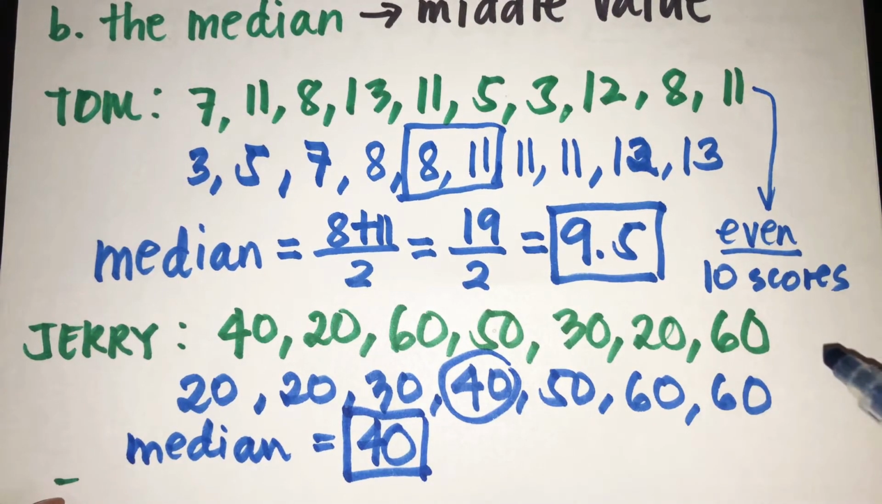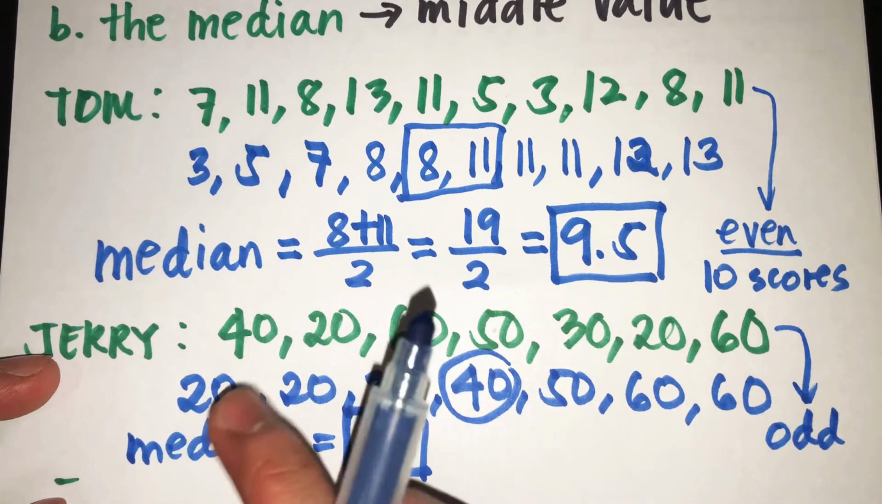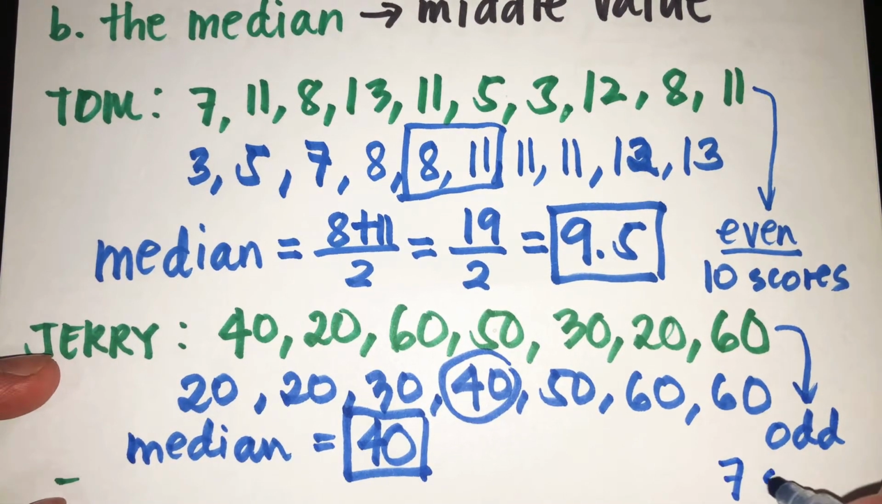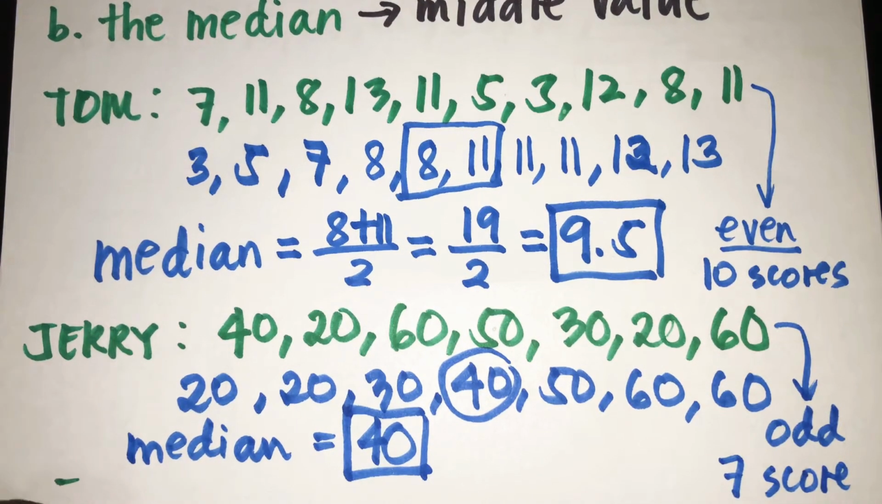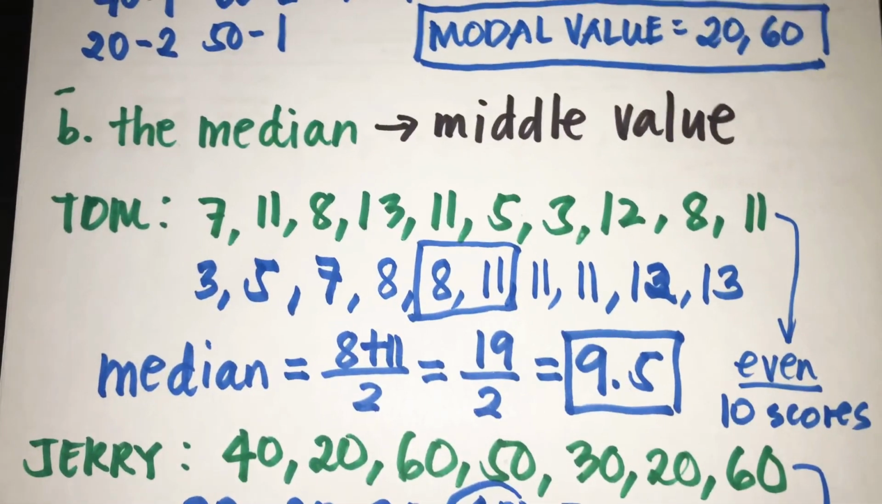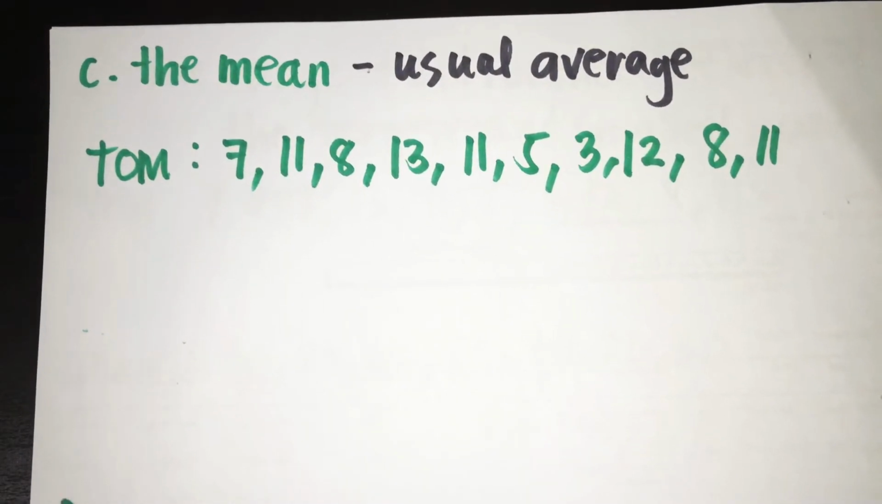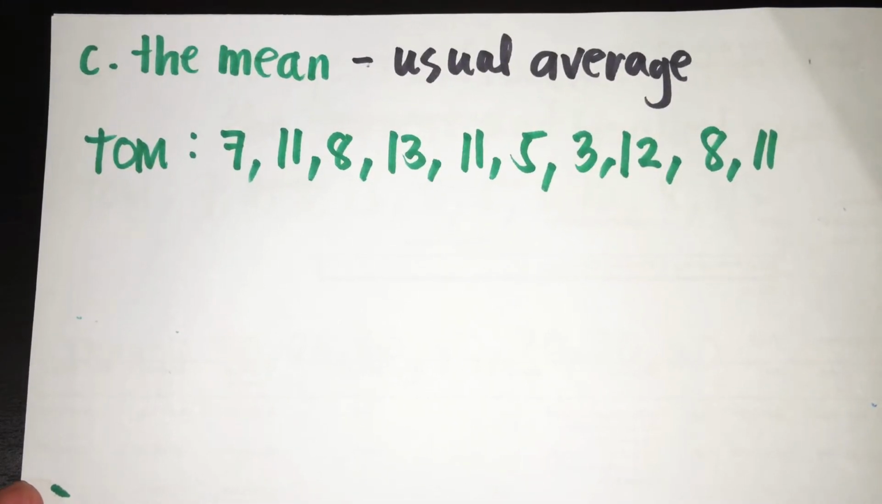Now this happens if you have an odd number of data. Like in this case, we have 1, 2, 3, 4, 5, 6, 7. So we have 7 scores here. Okay? Now the next one is the mean. Now the mean is your usual average. So what do you mean by your usual average? So what you're going to do first is you're going to add first the given numbers.